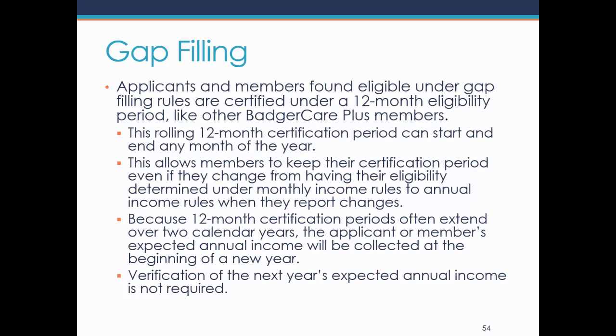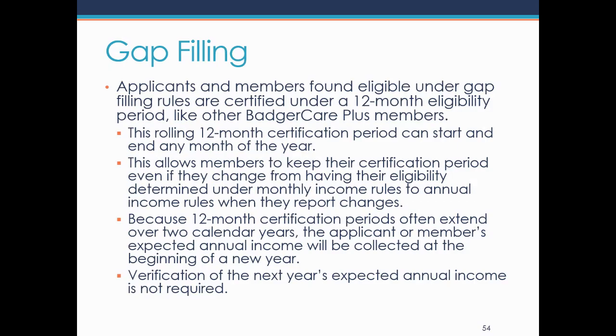Applicants and members found eligible under gap filling rules are certified under a 12-month eligibility period like other Badger Care Plus members. This rolling 12-month certification period can start and end any month of the year. It allows members to keep their certification period even if they change from having their eligibility determined under monthly income rules to annual income rules when they report changes.